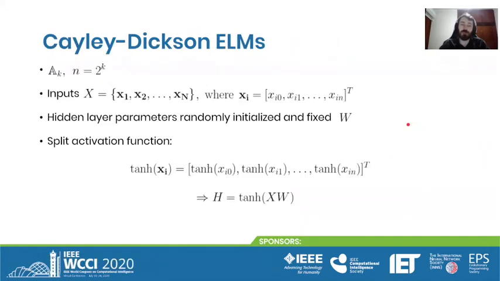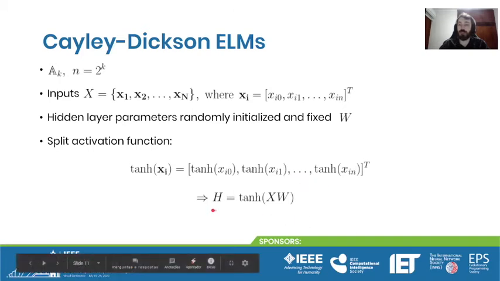For the Cayley-Dickson version, we have to convert the elements in A_K to the column vectors, as we just defined in our previous section, and we generate the hidden layer parameters randomly and fixed in a matrix W. The activation function is used in a split manner so that, for example, the hyperbolic tangent of x is simply the hyperbolic tangent applied to each entry of x, and the output of the hidden layer is h, the hyperbolic tangent of x times W.